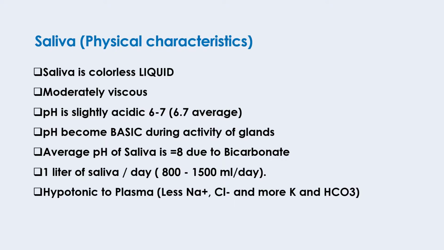About 1 liter of saliva per day is produced in our mouth, and it can increase up to 1500 ml, that is 1.5 liters of saliva. You can see the bottle of cold drink. Everyone has seen cold drinks in a 1.5 liter bottle. So imagine the volume of saliva produced each day in our mouth, and it is so helpful in several functions that we will discuss later on. But here, these are the physical characteristics.